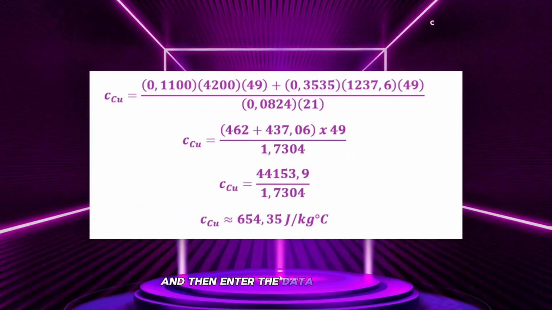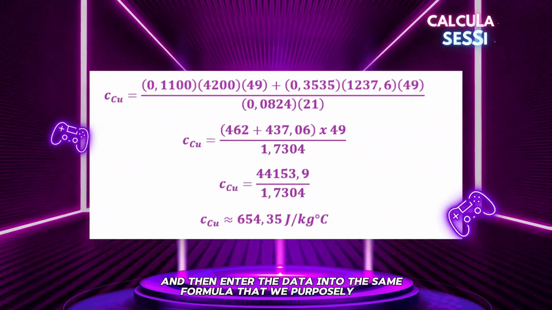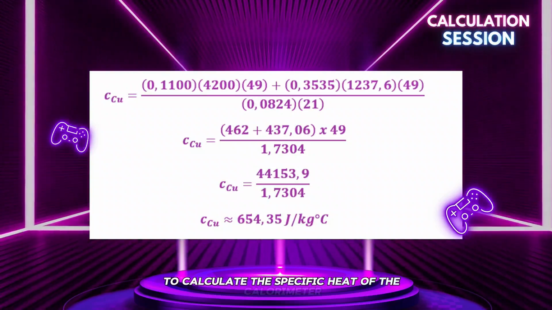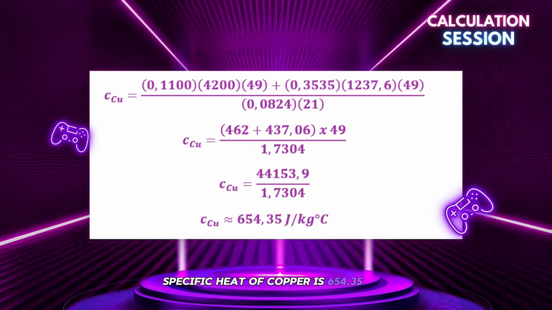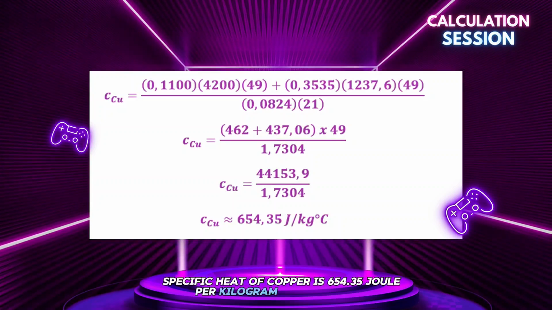And then enter the data into the same formula that we previously used to calculate the specific heat of the calorimeter. Specific heat of copper is 654.35 joule per kilogram degrees Celsius.